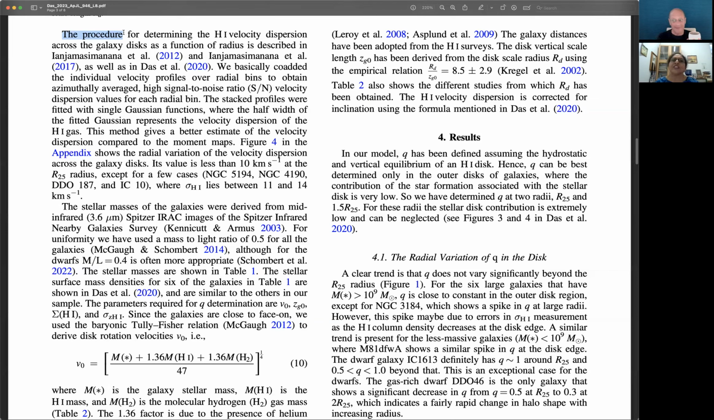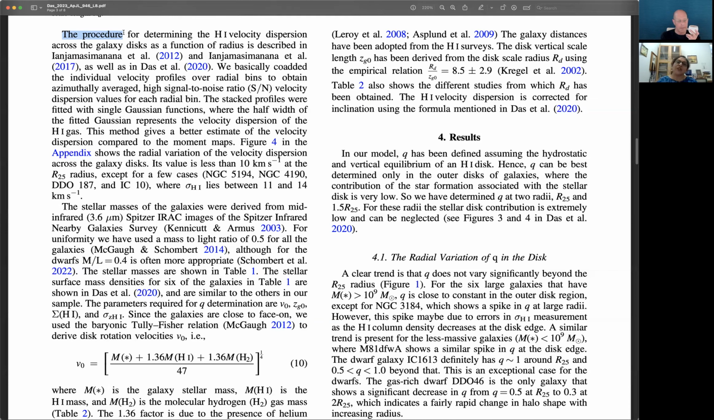The technical know-how about doing this came really from the second author in the paper, Roger, and it's due to him that we got such good signal to noise velocity dispersion. That's why I think our results are really reliable. We also use the surface density of the neutral hydrogen.